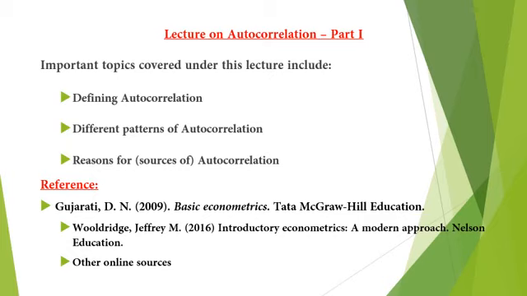In the second part, we will focus on the estimation in the presence of autocorrelation. What are the consequences of using the ordinary least square method if there is autocorrelation, and what is the best linear unbiased estimation in the presence of autocorrelation?